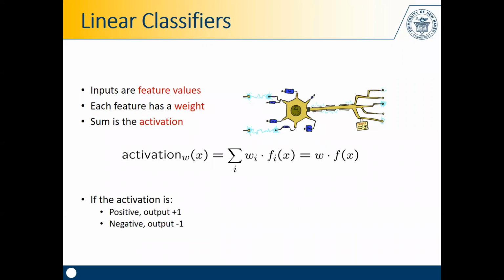Now, let's look at the simple case of binary classification. Let's say we want to do spam or ham detection. If the activation is positive, if the value of the activation is greater than 0, we can say that the output is +1. So if it's a spam detector, the output will be, yes, it's spam. If the activation is negative, then the output is not spam. And this is only for the case of binary classification.